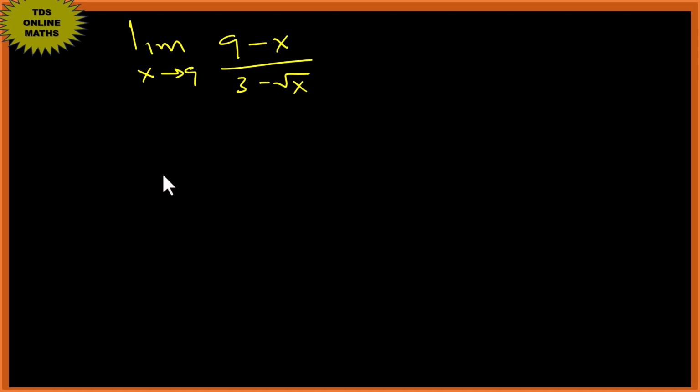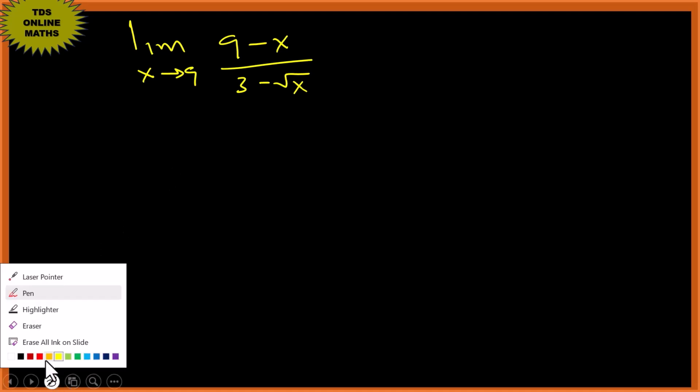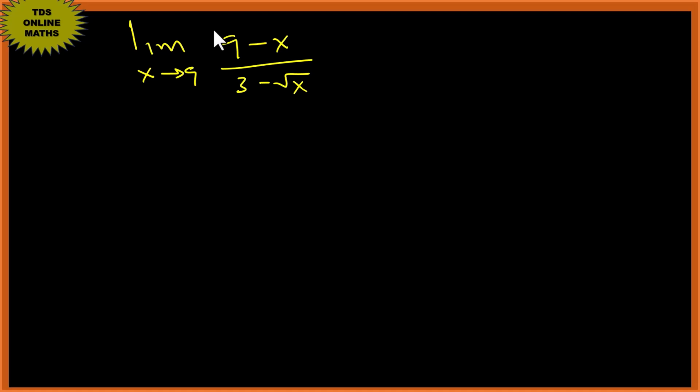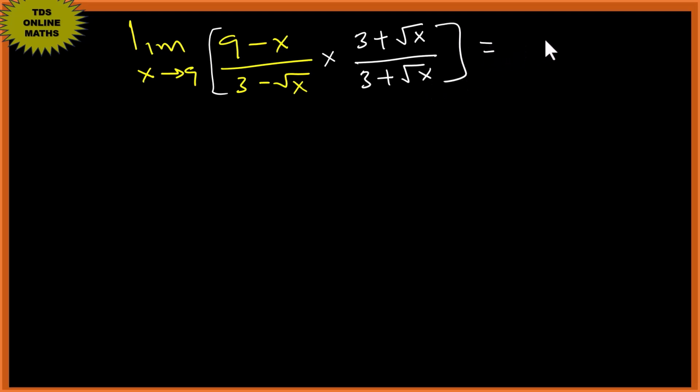Now the only way to reduce this one is to rationalize this. So I'll pick the conjugate of the denominator here as 3 plus root x. So we have the numerator as 9 minus x, then 3 plus root x. But the denominator is a difference of two squares.